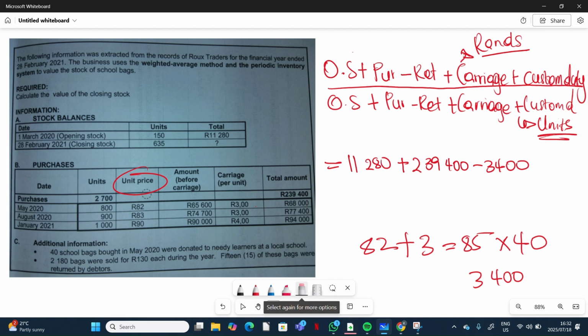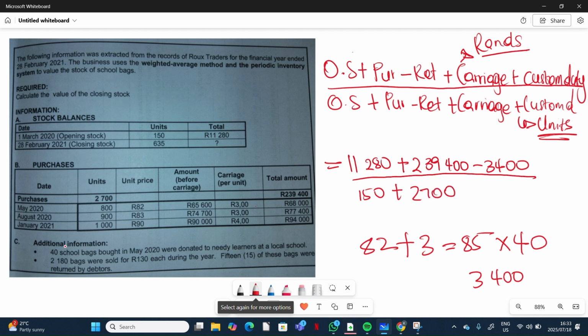So don't be shocked on why I didn't add it on the one on purchases, because they already had added it, right? So now that's what we have right there. Now we're going to subtract the units. So the opening stock for units it had 150. Then obviously for your purchases, we had 2,700. But now remember we donated 40, so we need to subtract 40 right there.